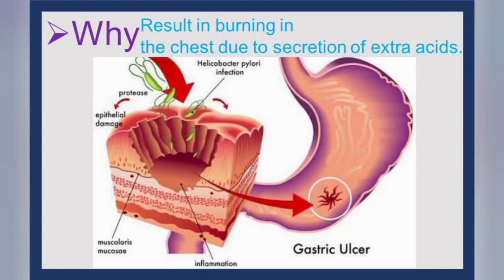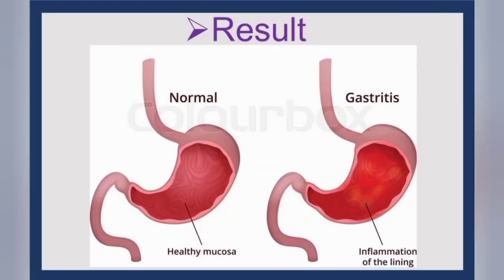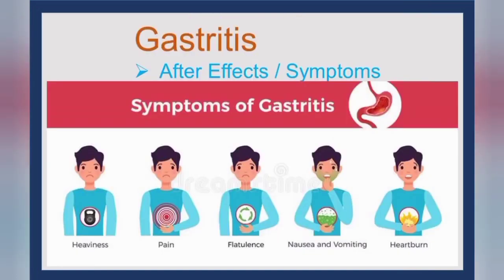It results in burning in the chest due to secretion of extra acid. Its effect you can watch through this picture, how it is destroying the mucus in our stomach. Now you are watching the stomach, that is a normal stomach with healthy mucosa, and the gastritis-affected stomach, that is inflammation of the lining. You are watching that. Now we will discuss the after effects and symptoms of gastritis.